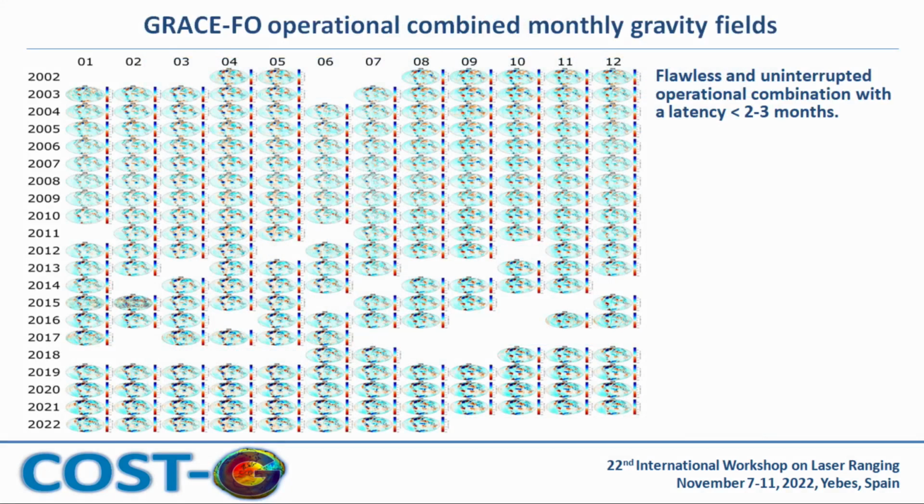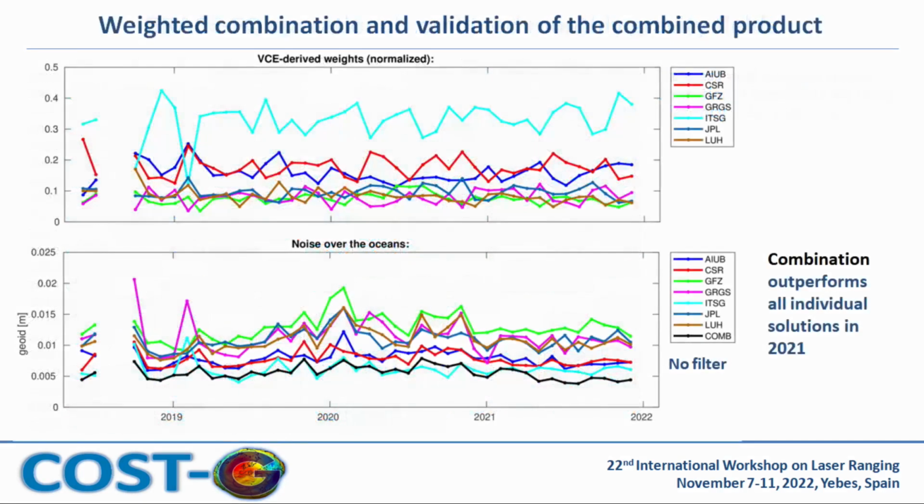Our products are monthly gravity fields, first of the GRACE, now of the GRACE follow-on mission. They are provided in an operational scheme, and the latency is 2 to 3 months. That depends on the availability of the monthly solutions from the different analysis centers. Of course, this is not yet reasonable for operational use. I will come back to this later.